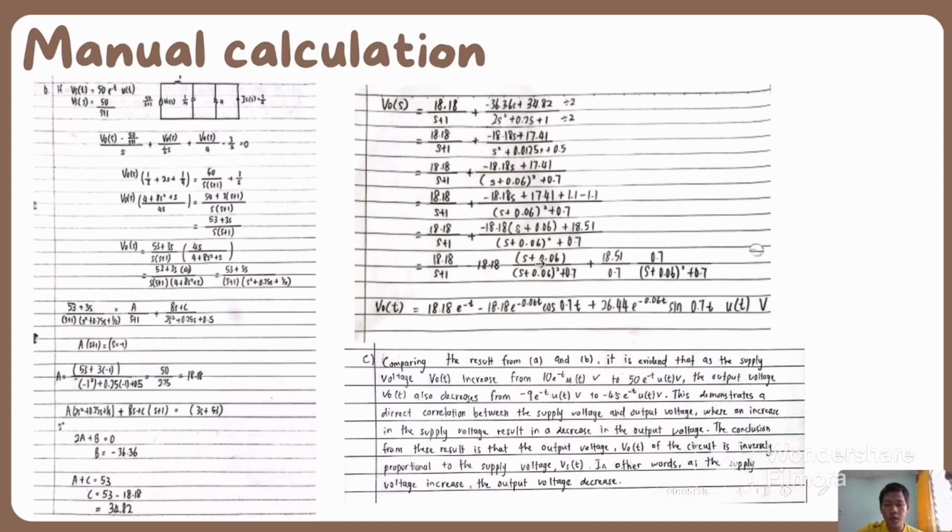the output voltage. So the conclusion from this result is that the output voltage V naught T of the circuit is inversely proportional to the supply voltage VST. So in other words, we can tell that when the supply voltage is increased, the output voltage will decrease. That's all from me for the manual calculation part.